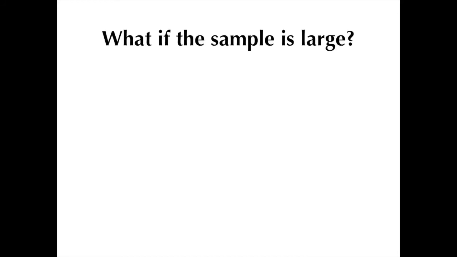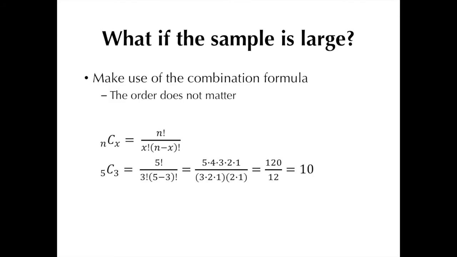Now, it would be all good and well to individually write down the possible ways or sequences in which a small sample of patients can be drawn. But what if the sample is large? Well, we could still make use of the same process, but this now becomes a very tedious task. An easier technique is to make use of the combination formula to determine the possible number of sequences or ways in which a particular sample can be drawn from a larger group.